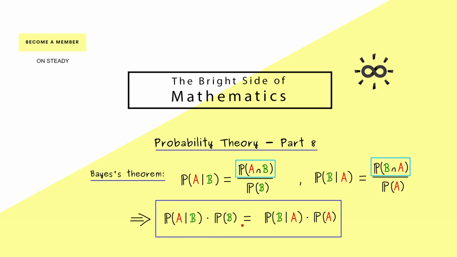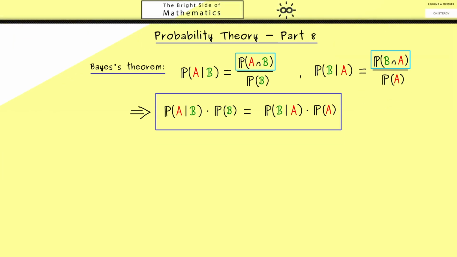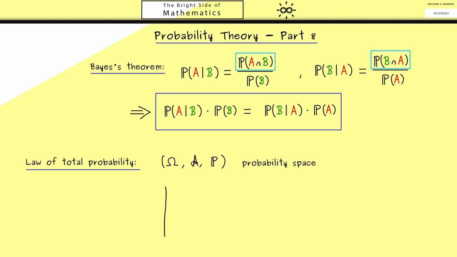In this order it's easy to remember because here we have the condition B and P(B) and here the condition A and P(A). Okay, at the end of the video I can show you how we can use this formula. However, before we do this, let's talk about the law of total probability. It tells us which possibilities we have to split up a probability.